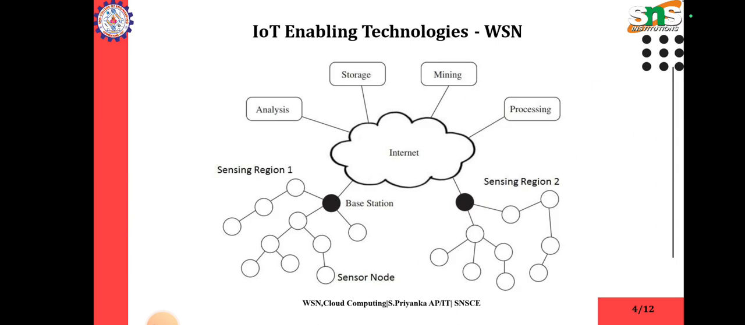The internet will analyze the data, then it will store the data, and a mining process will take place. Finally, the processing will occur. This is how WSN works.